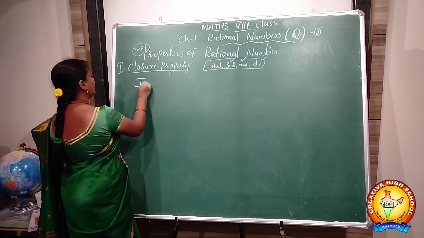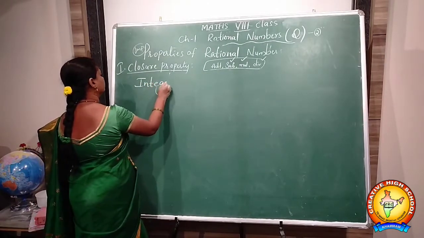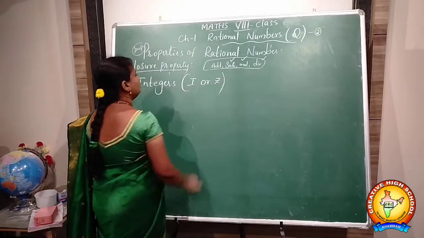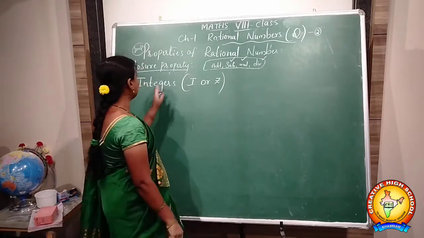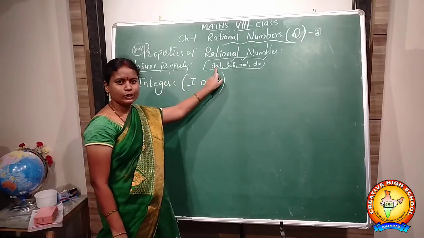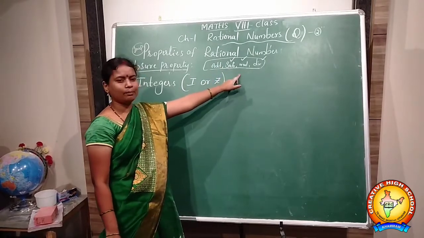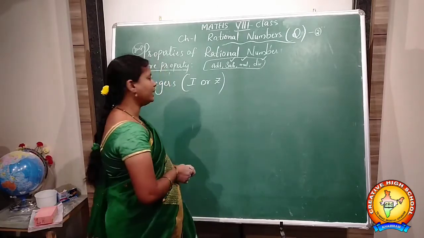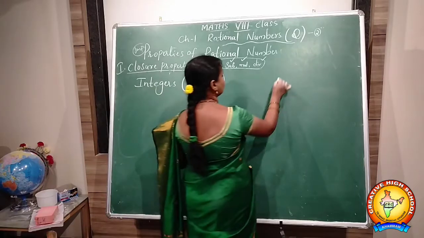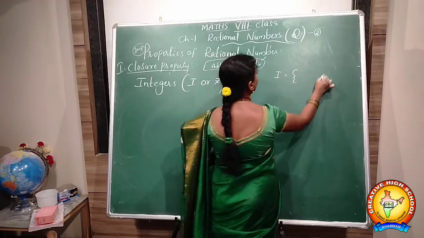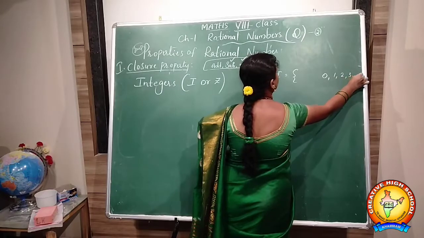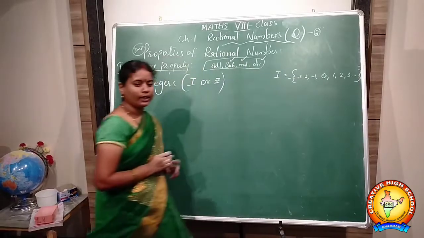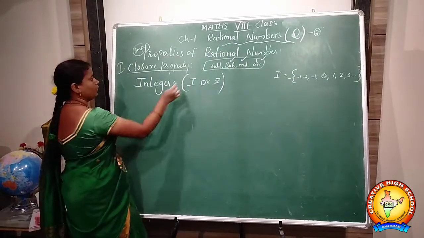Closure property of integers. Let us check the closure property of integers under addition, under subtraction, under multiplication and under division. Before applying this property, we must know what integers are: the set of all the positive and the negative numbers. Now, under addition.